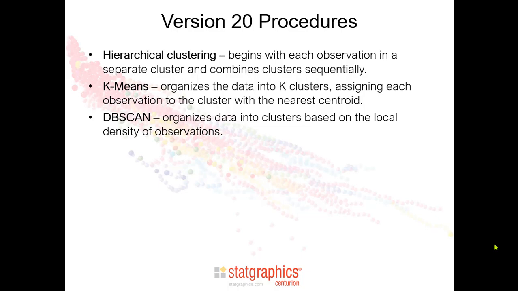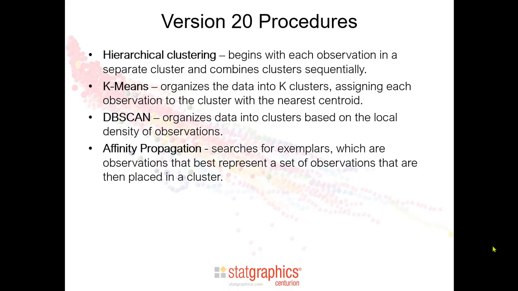The third procedure is called DBSCAN. DBSCAN organizes data into clusters based on the local density of observations. It's very good at finding non-convex clusters and also at identifying outliers. The fourth clustering procedure I'll talk about is affinity propagation. Affinity propagation searches for exemplars, which are observations that best represent a set of observations that are then placed together in a cluster.